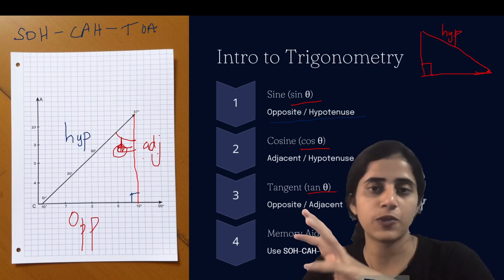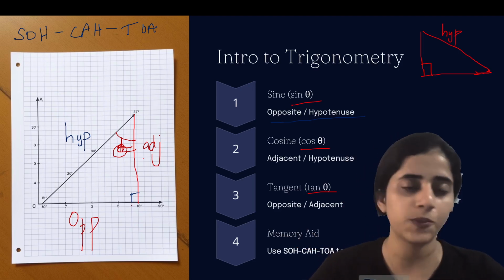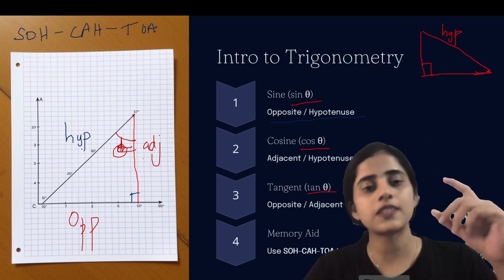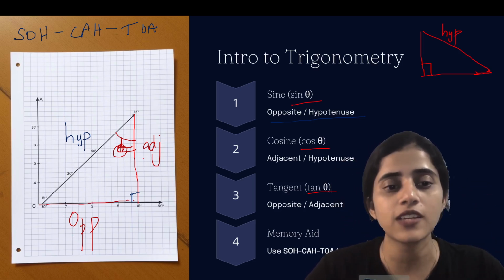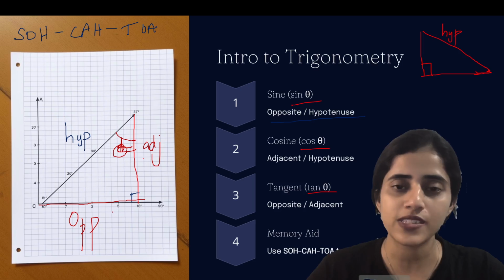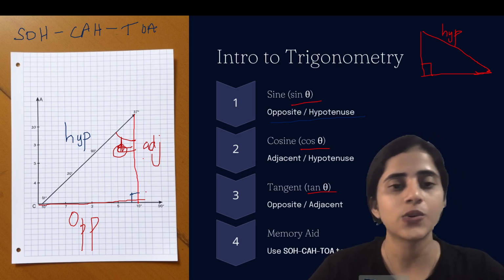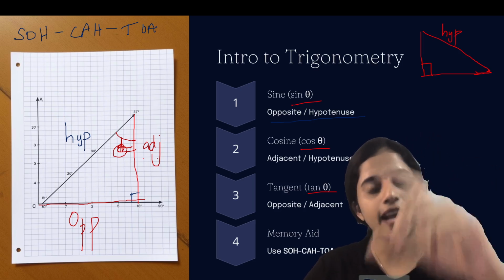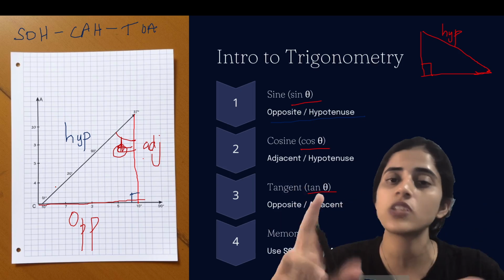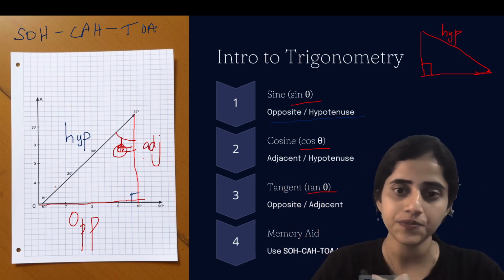I have my adjacent side. I have my opposite side. Now what will my sine theta be? Again opposite side by hypotenuse, but this time I have to take this side. Do you understand the difference? So hypotenuse, adjacent side, opposite side. Adjacent side and opposite side is determined by whichever angle you're taking.